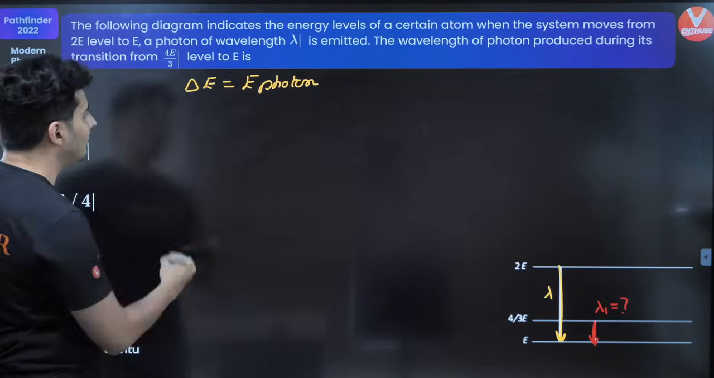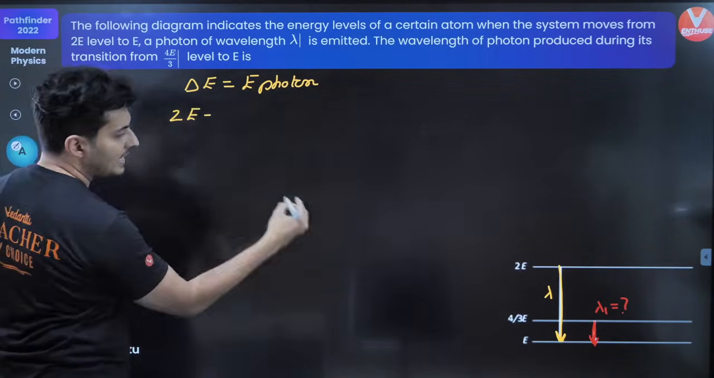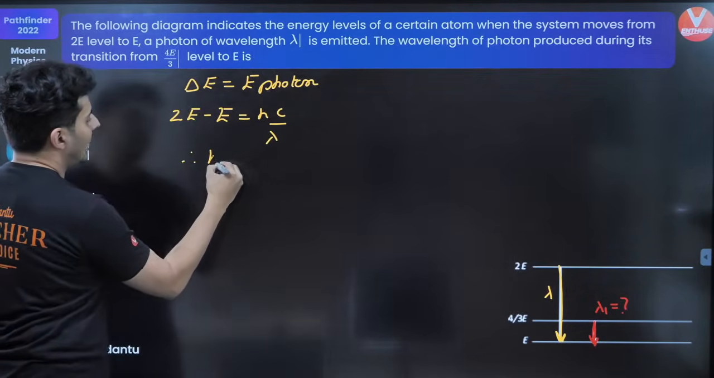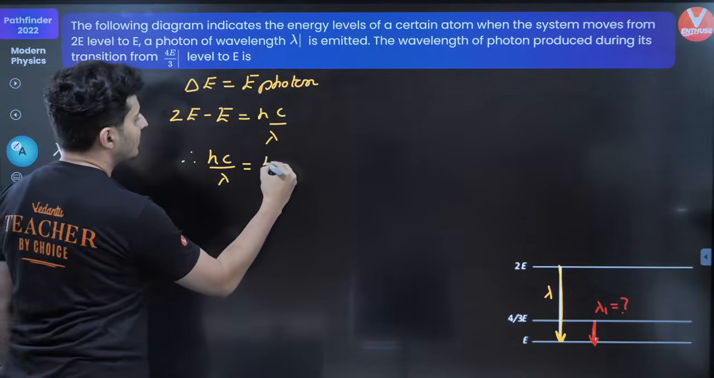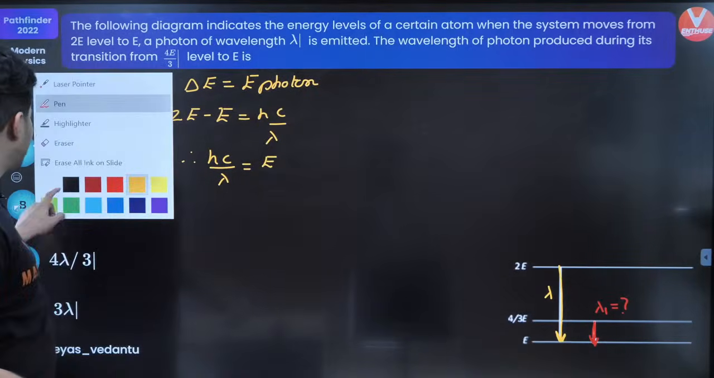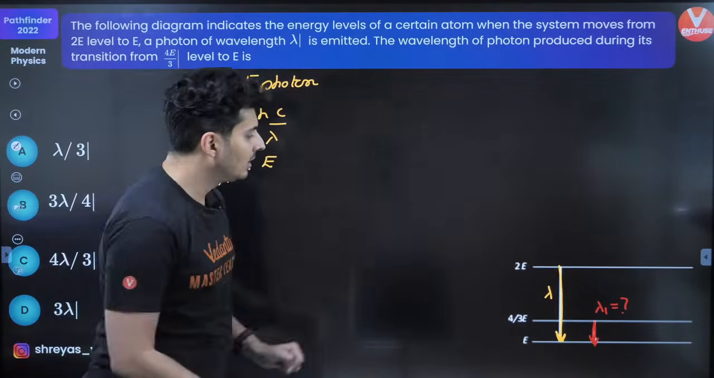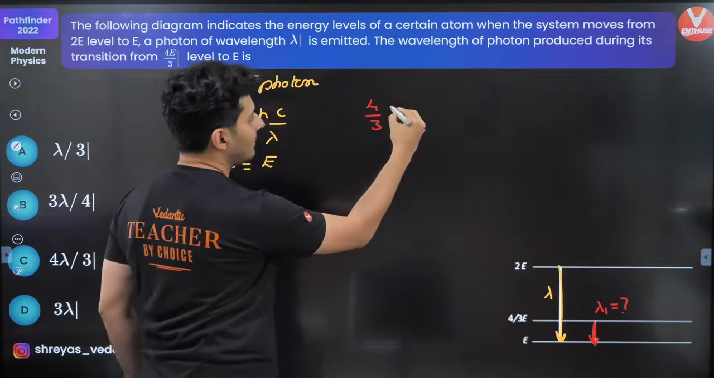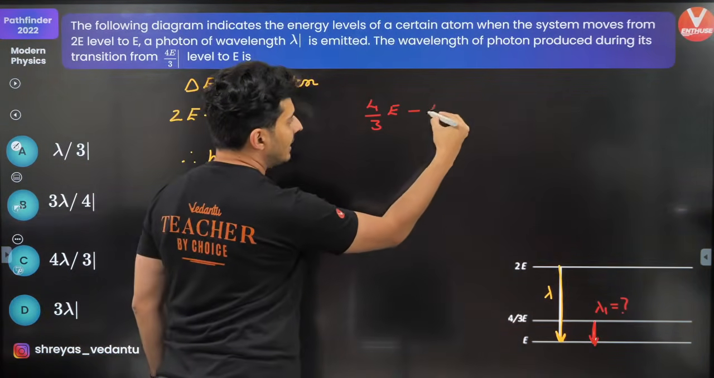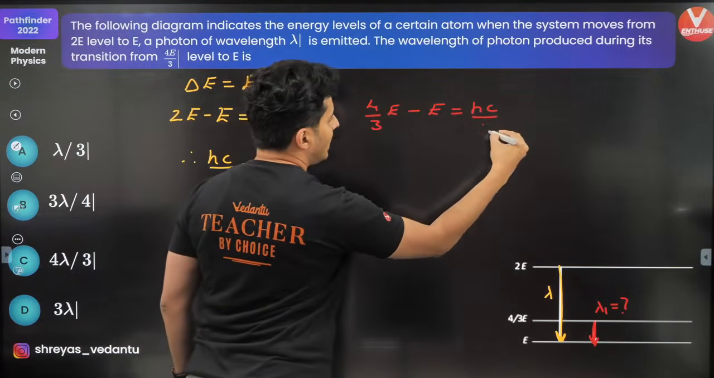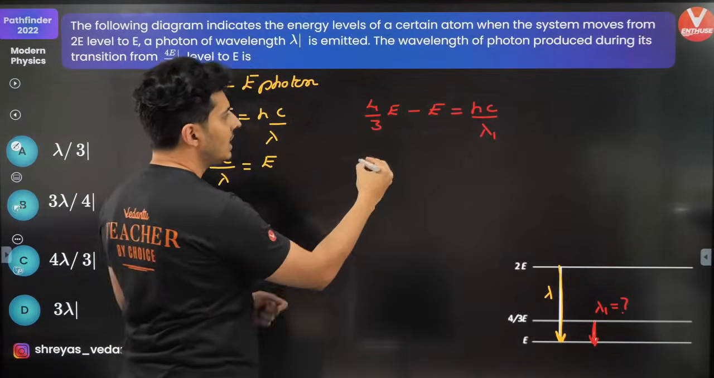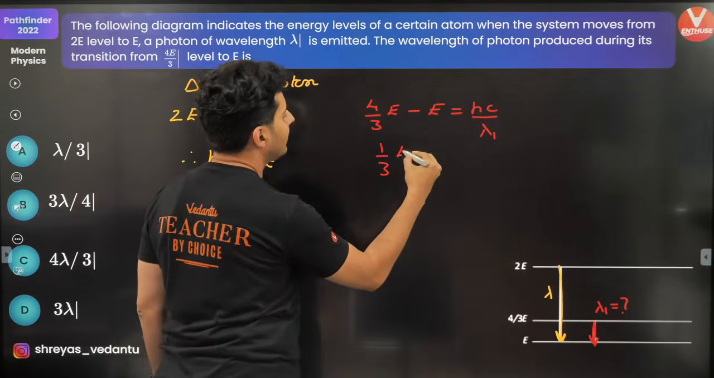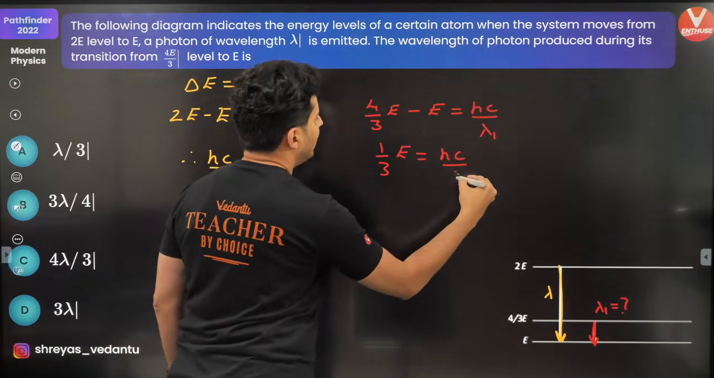So delta E will be 2E minus E, which is hc by lambda. Therefore, hc by lambda is equal to just E. Next, for the second part, the change in the energy is 4 by 3E minus E, which is hc by another lambda. So 4 by 3 minus 1 is 1/3. So 1/3 E is equal to hc by lambda.